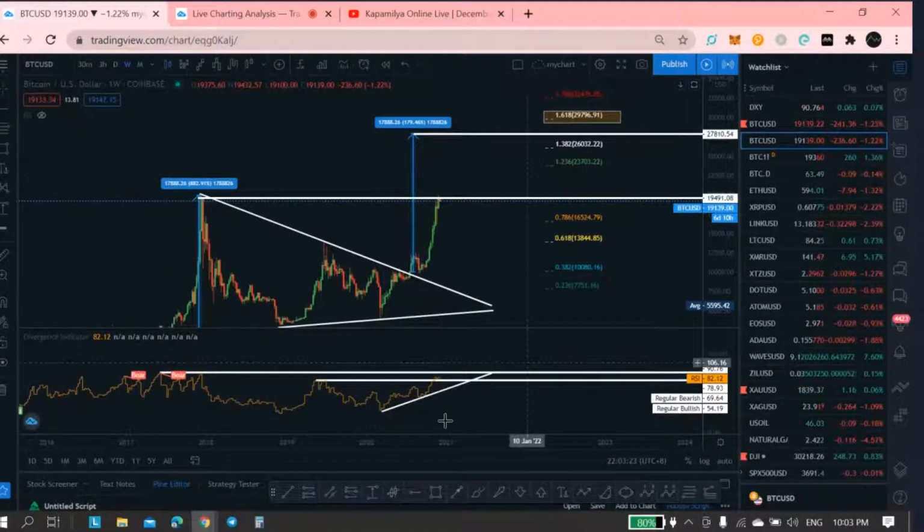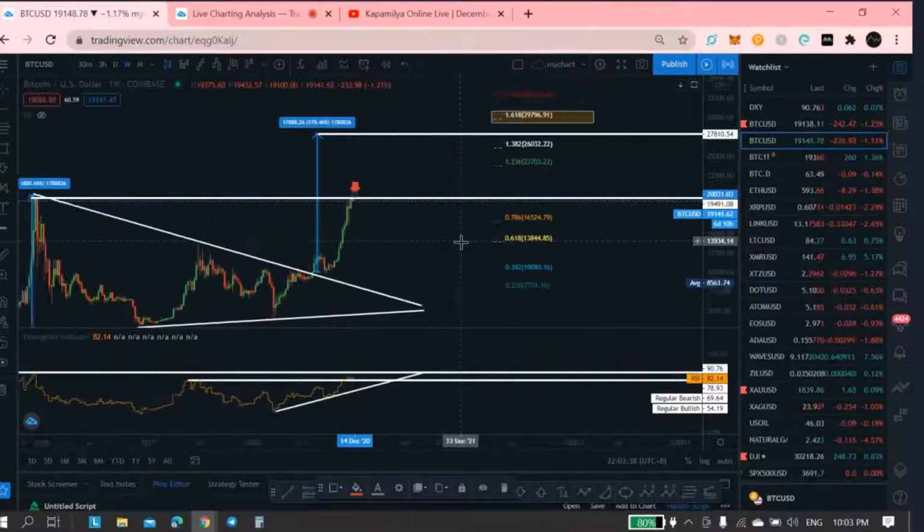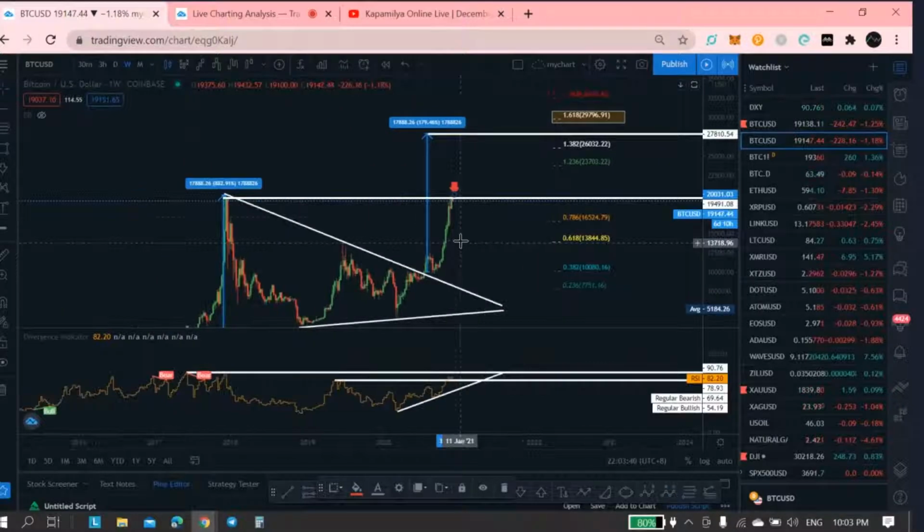So let's see how it goes, and of course, if it failed to break out at this area, that's actually a possible double top. So let's see if it breaks out or breaks down.